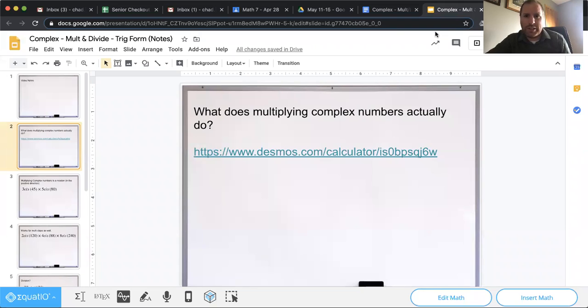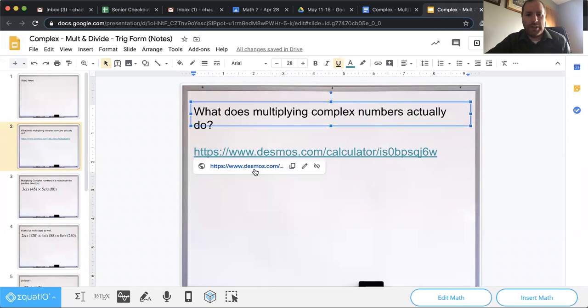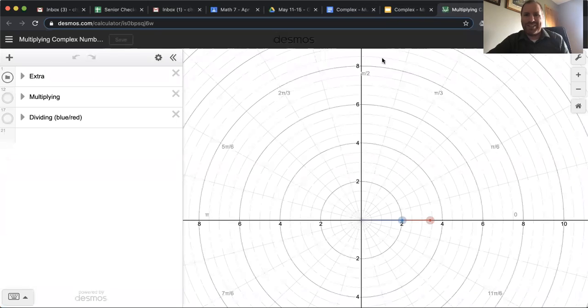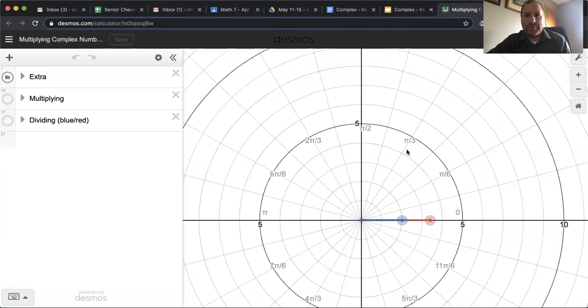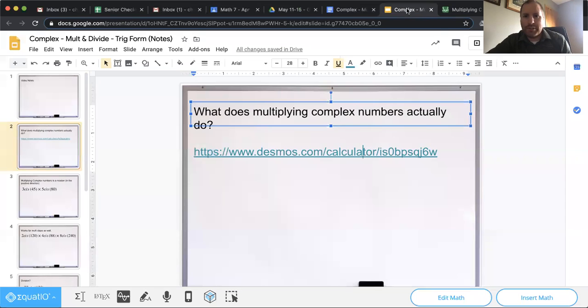So first, if you want to skip ahead and you don't want to really see why it works this way, you can go ahead and do that. But I'm just going to show you here on Desmos what multiplying and dividing does. So I'm going to put this on here, and we're going to take a look at an example first before we go into the math.